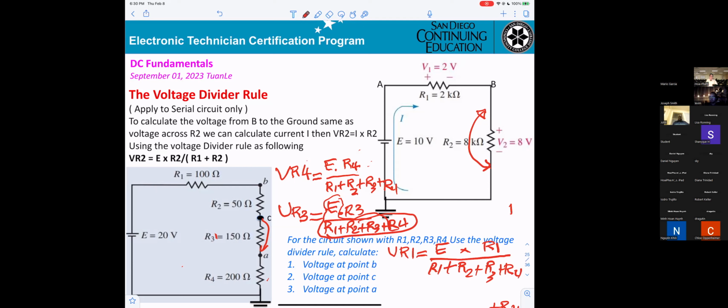That's what we call a voltage divider. If you don't want to use the voltage divider, first thing you take E divided by R1 plus R2 plus R3 plus R4. That means you get the current. Then you times R1. Using the voltage divider will be safer for you. You don't have to calculate the current.